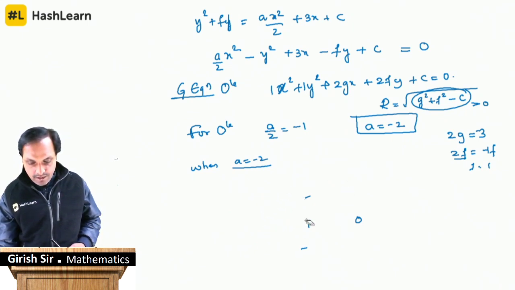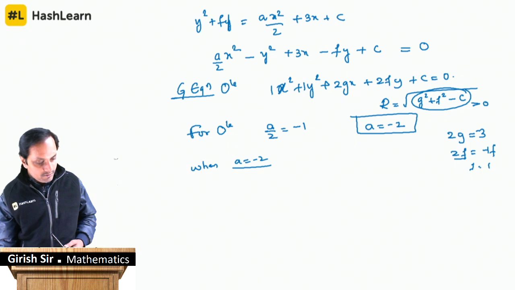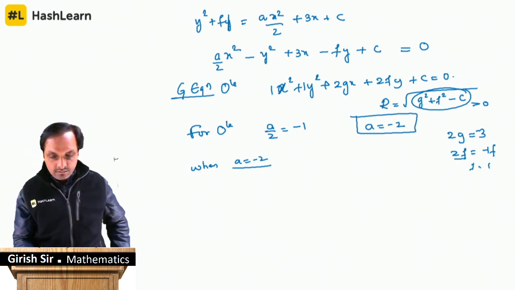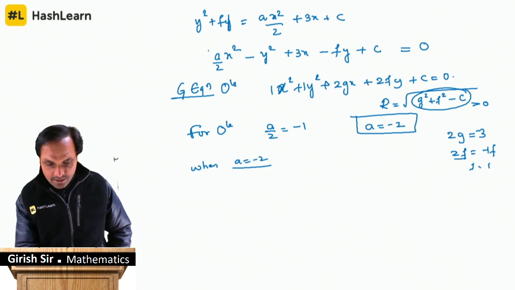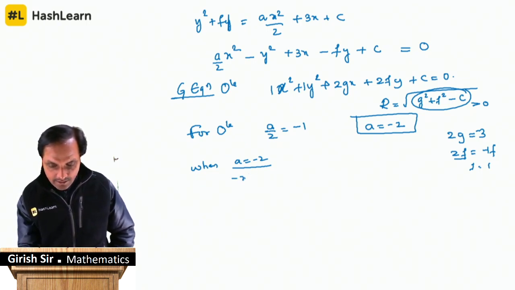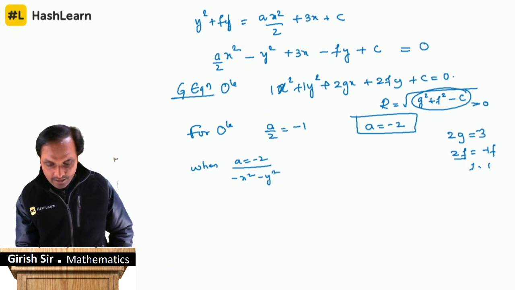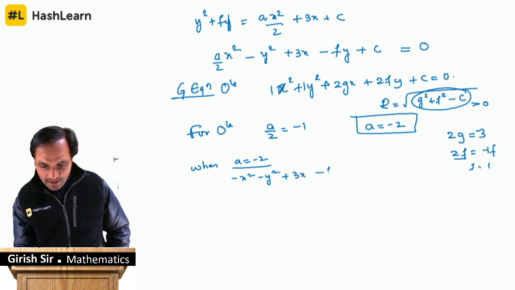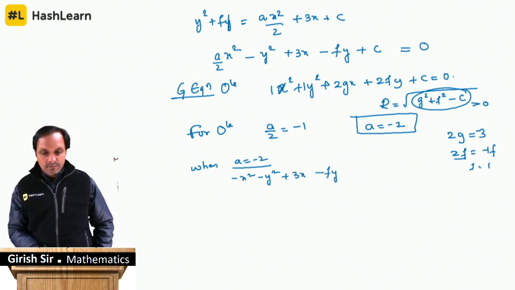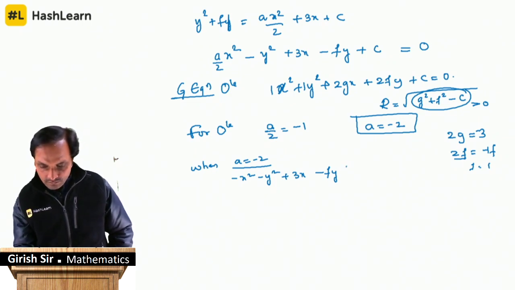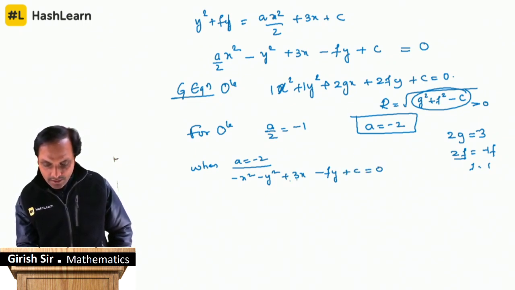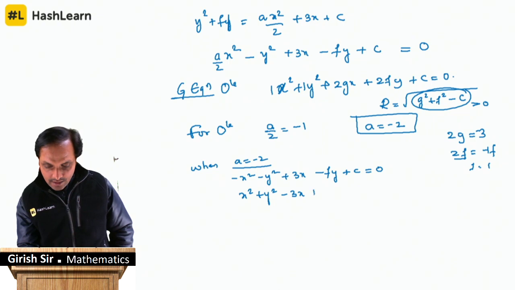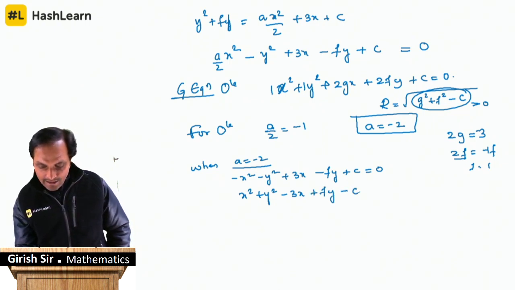A value will become -2. When you take a value as -2, what happens to the problem? When you take a as -2, that becomes minus x square, this will become minus y square, that will become plus 3x, minus f into y, plus c is equal to 0. You will have x square plus y square minus 3x plus fy minus c is equal to 0.